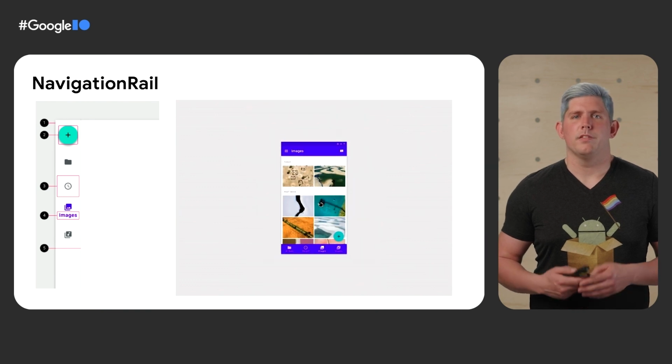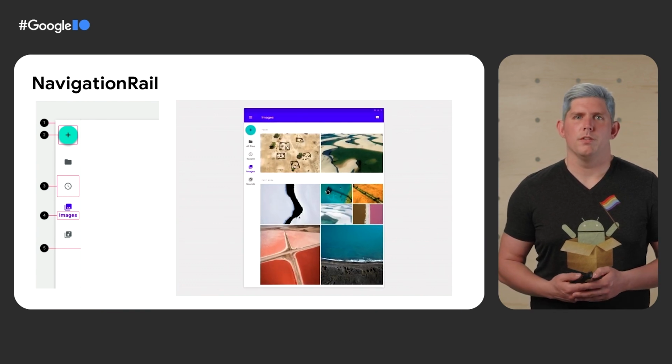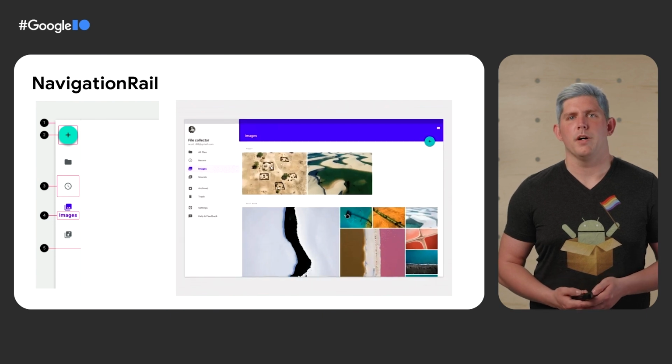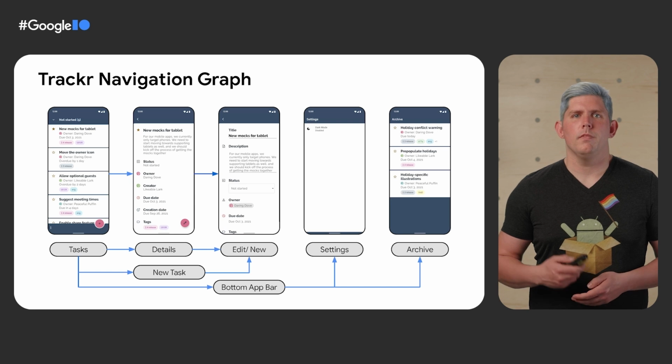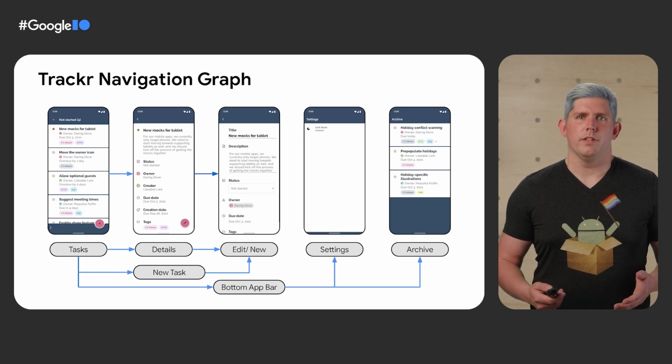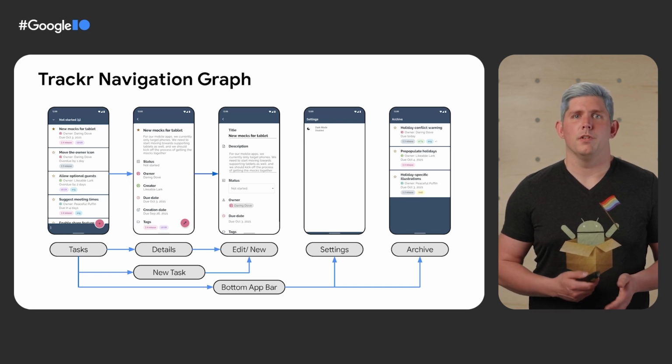Navigation rail was built upon the same interfaces as bottom navigation bar, so that switching between the two is as seamless as possible. Let's take a look at a sample app. Tracker has 5 main screens in the app, and they can be accessed either from the list screen or via the bottom navigation bar.